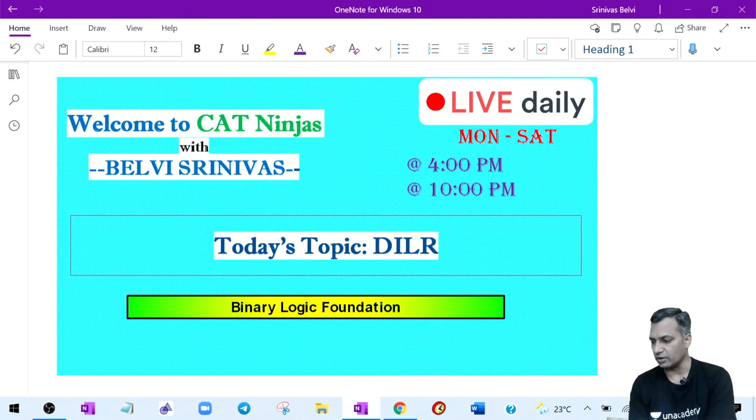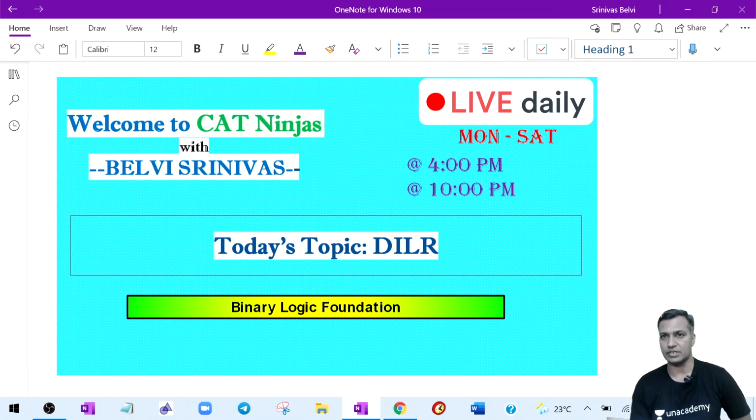As usual, from this month onwards we have started the prep at 4 and also at 10 in the evening. 4 and 10 are the timelines that we are looking at. Today at 4, we did a little bit about permutations and combinations. Now at 10, we will try to do the LRDI.